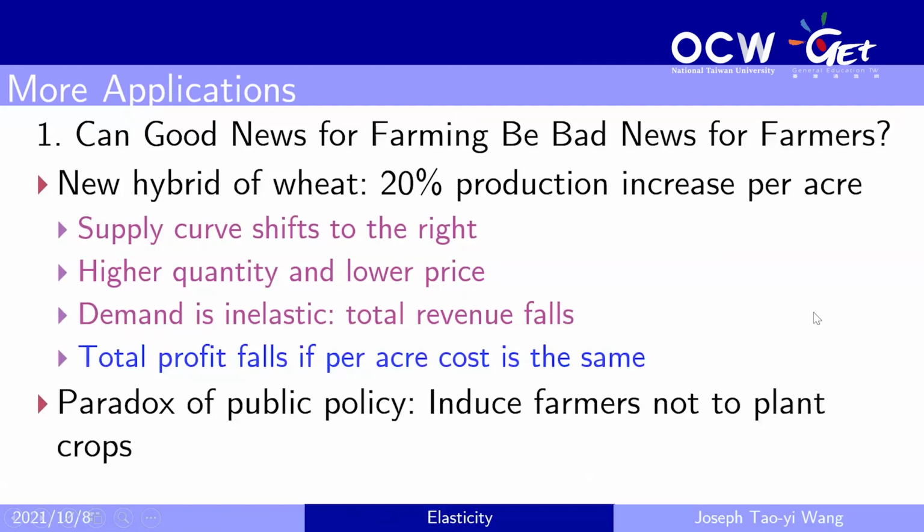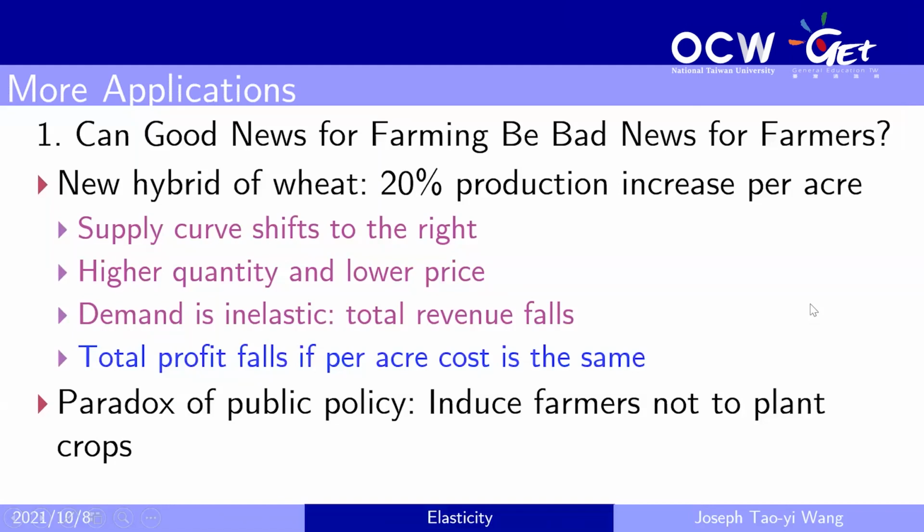So the irony here is that you try to have some agricultural innovation, hoping to help the farmers, but it's actually going to reduce the revenue and hence the profit of the farmers. So good news for farming, but bad news for the farmers. Some of the farmers might say, hey, I might as well stop planting these crops because it's not worth it anymore.